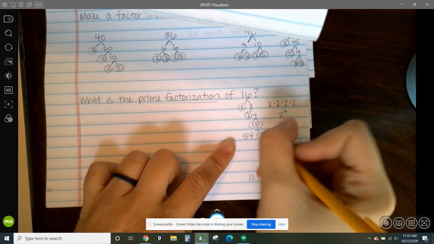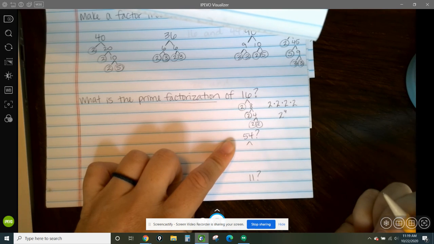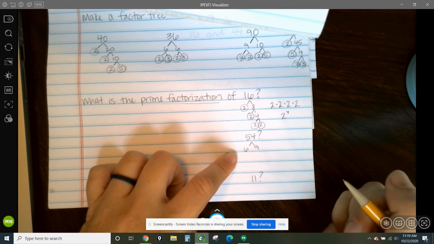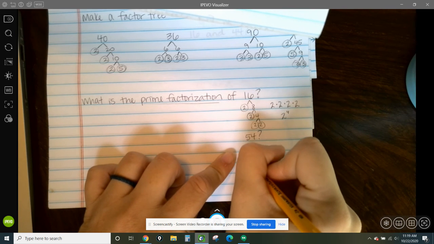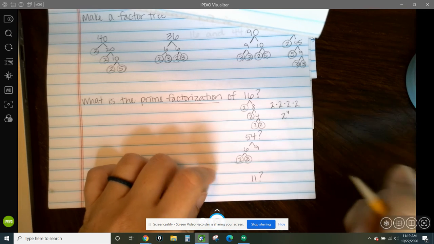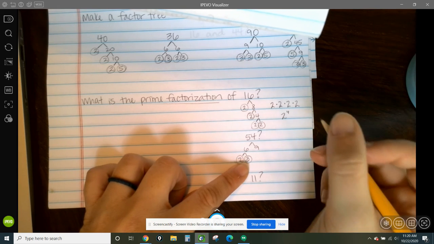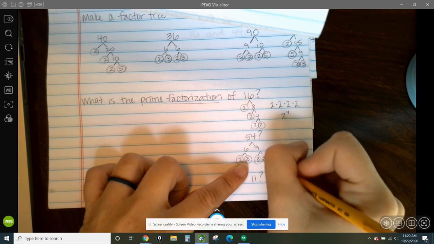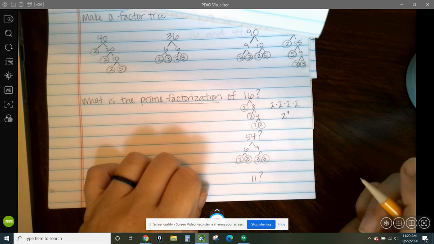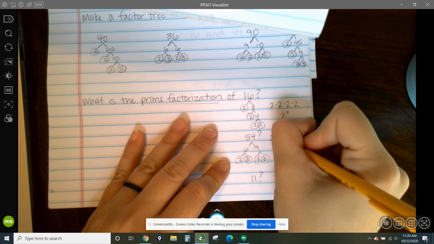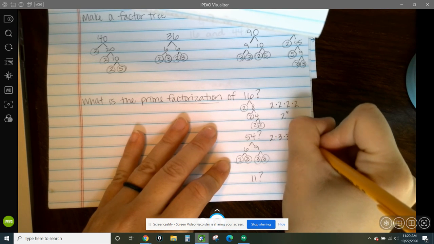What's the prime factorization of 54? Okay, let's see, 54, what is that? That's 6 times 9, right? So 6 is 2 times 3, and I know those are both prime, so I'm going to circle those at the end there. 9 is 3 times 3, and I know those are prime. So I'm done. So the prime factorization for 54 would be 2 times 3 times 3 times 3.